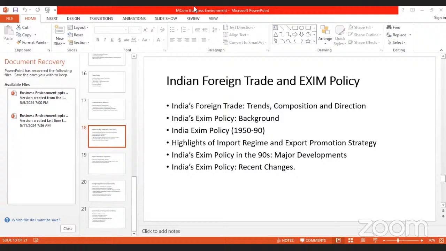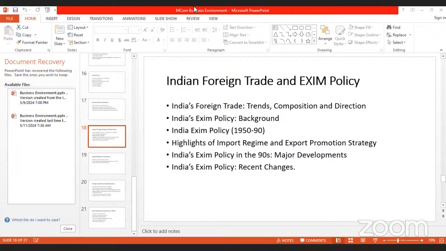So the basic structure was the same, because the concept was to provide infrastructure and fiscal incentives. So the same concept was there for SEZ also, but it has been transformed from EPZ to SEZ. So that was about India's EXIM policy in the 90s and the major developments.